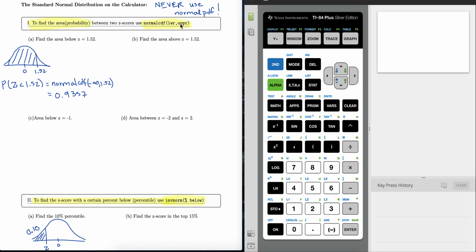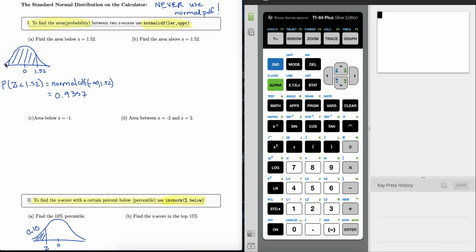You'll also notice in a moment on your calculator that there's normal PDF right next to normal CDF. Be very careful about that distinction and never use normal PDF, only normal CDF. So the first question asks us to find the area below a z-score of 1.52. I've represented the question in two ways.